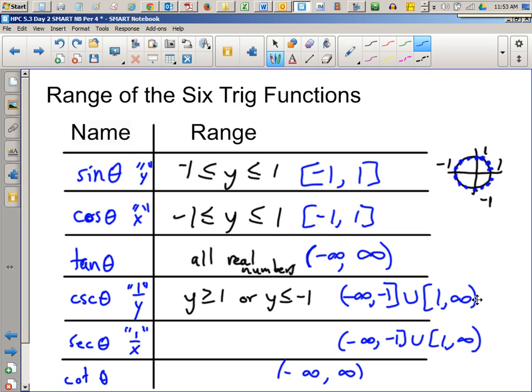What's 1 over a number between -1 and 1? y is greater than 1, y is less than -1. You can do that if you want, or just memorize it all. Are we going to be able to use our calculator on the test? No. There's a portion of the test where you need it, but most of the test you'll not be allowed to use a calculator. So domain is important, range is important.